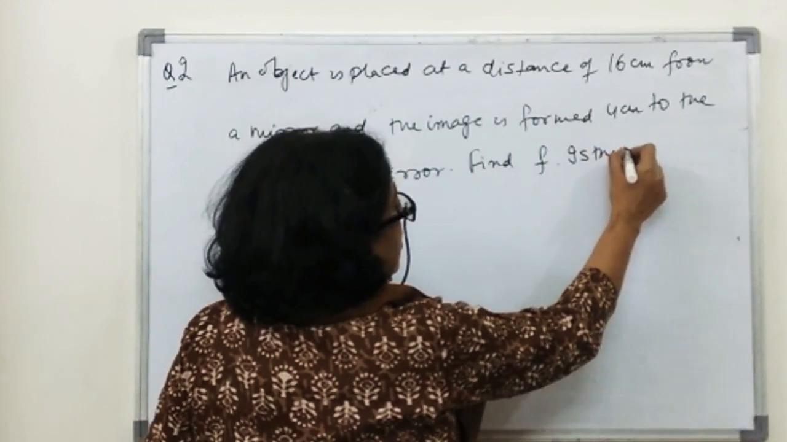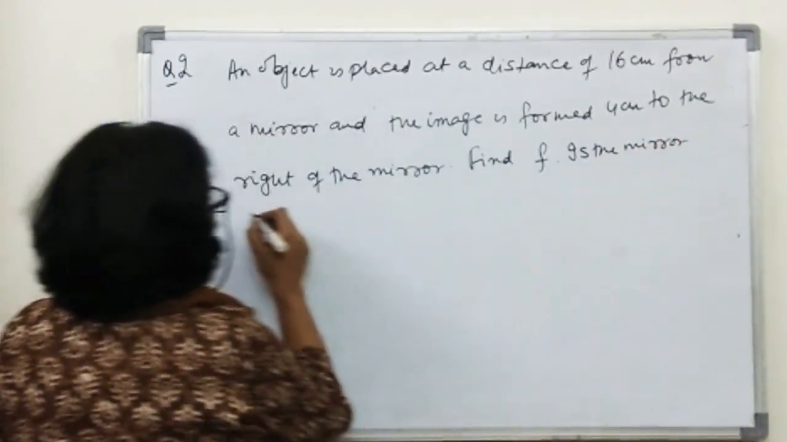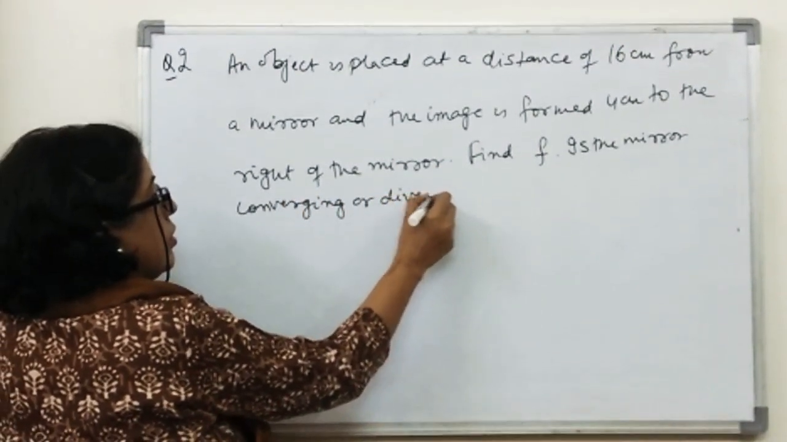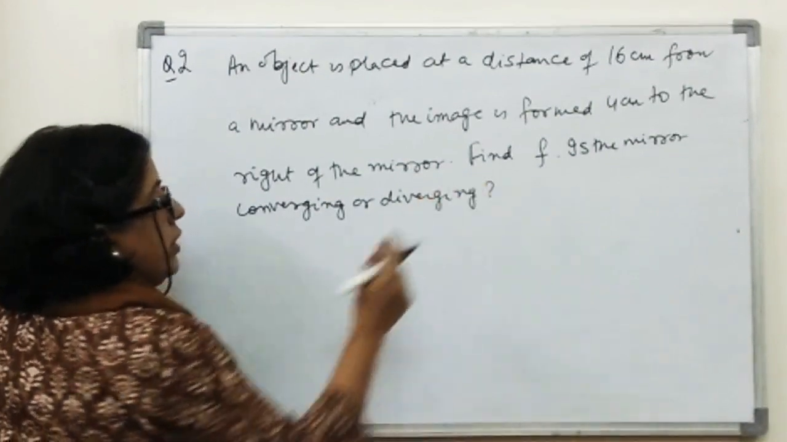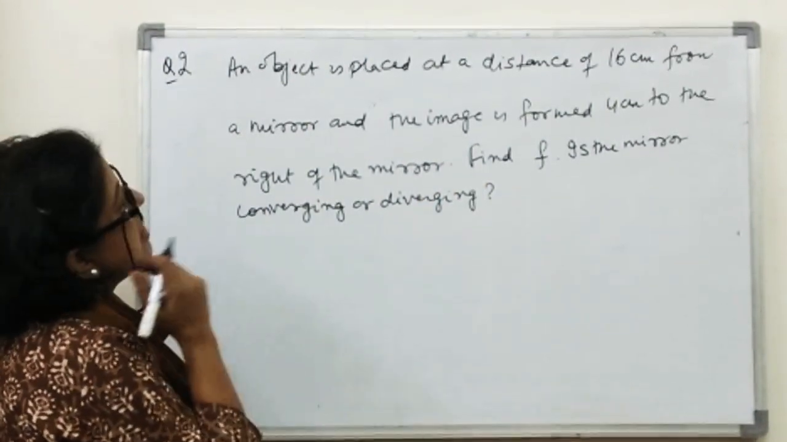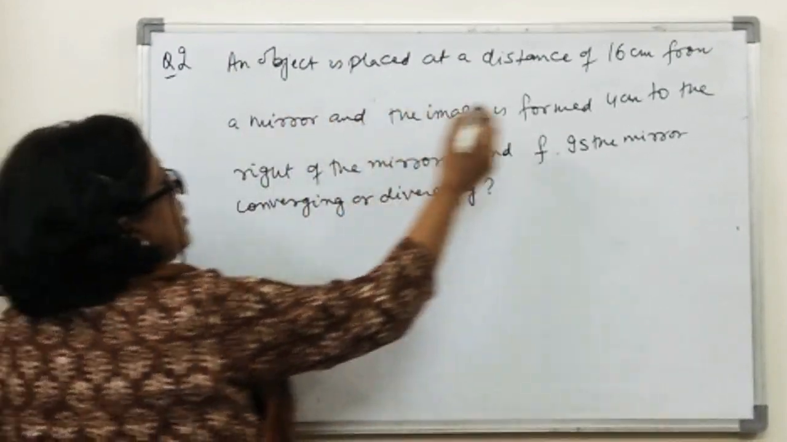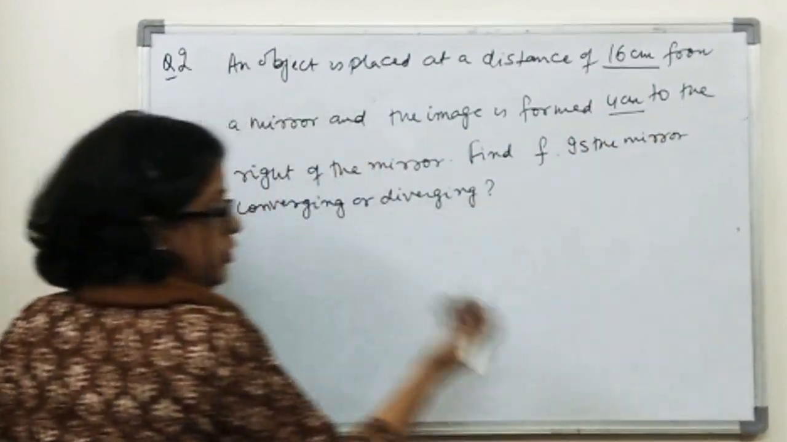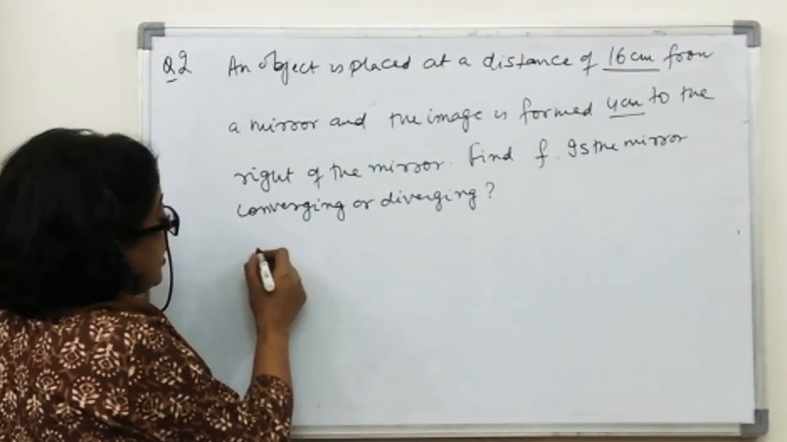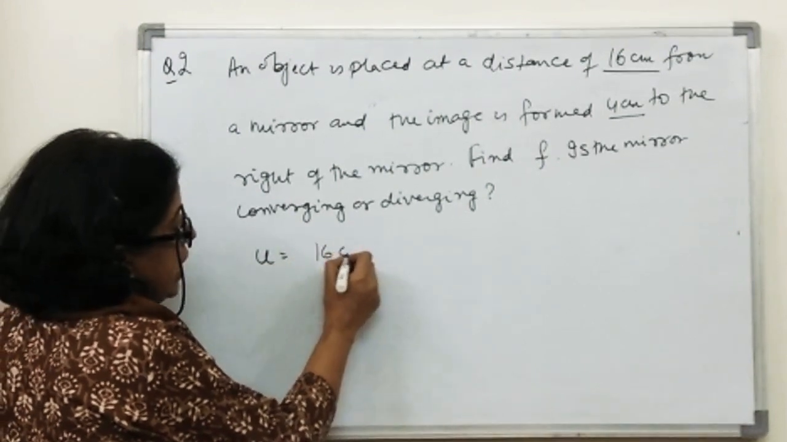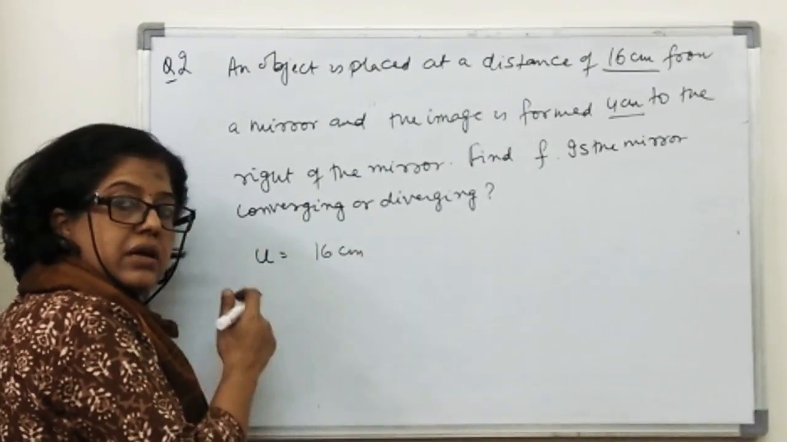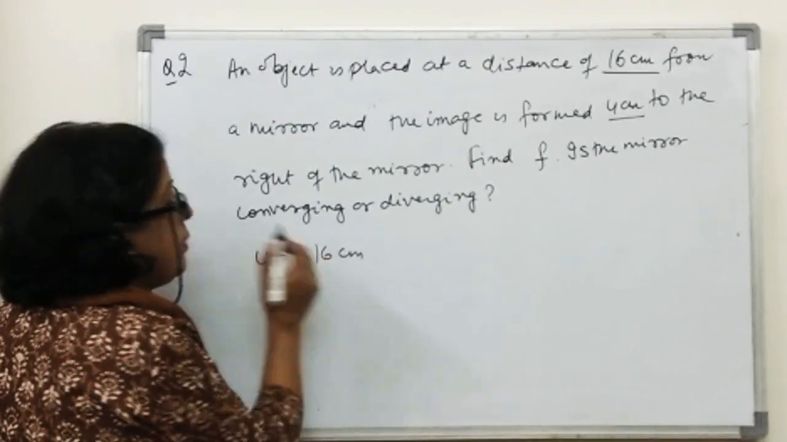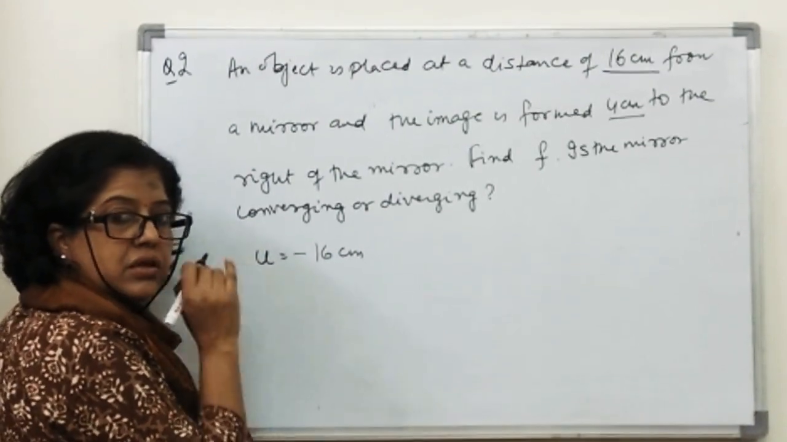Is the mirror converging or diverging? This is the question. Okay, so what we are given is, an object is placed at a distance of 16 centimeter from a mirror, and the image is formed at 4 centimeter to the right of the mirror, or behind the mirror. So you are given u, object distance as 16 centimeter in front of the mirror. u is always taken negative. Remember that u is always negative. It's always in front of the mirror. So u will be minus 16. Whatever mirror it is, u is negative.